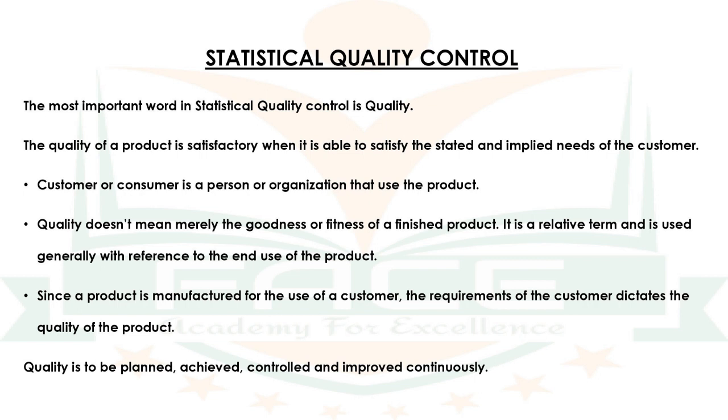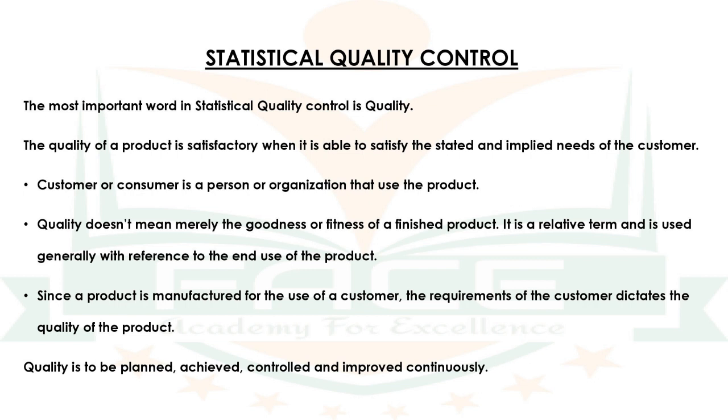TNPSC Combined Statistics Services Exam, Unit 7: Statistical Quality Control. The most important word in statistical quality control is quality. The quality of a product is satisfactory when it is able to satisfy the stated and implied needs of the customer. The customer or consumer is a person or organization that uses the product.